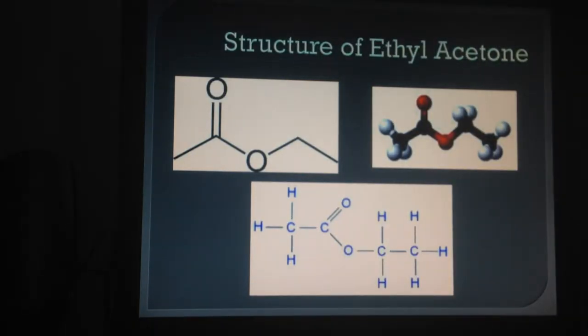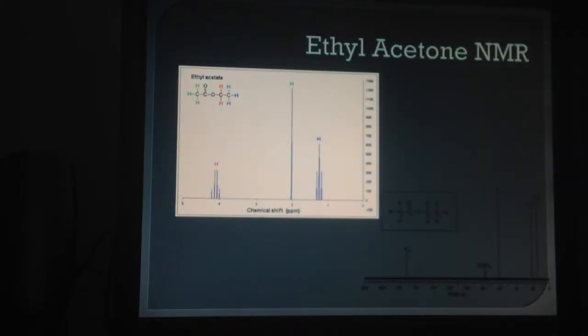This is the structure of ethyl acetate. It has both ketone and ester properties. Ethyl acetate NMR. The bottom right shows the four different signals given off by the CNMR. The top left shows the HNMR.